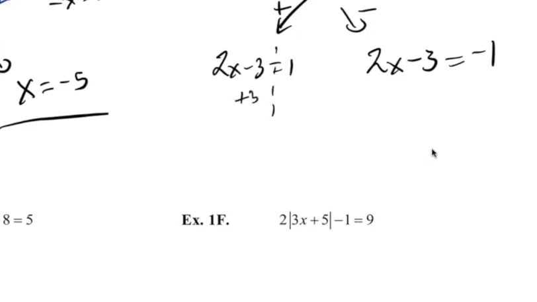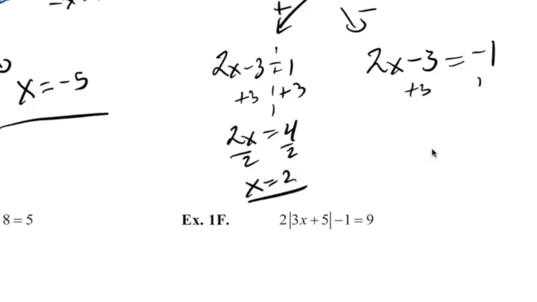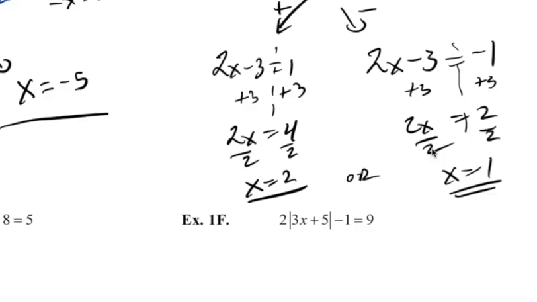So plus 3, 2x equals 4, divided by 2, x equals 2. Plus 3, remember the equal sign is the divider. 2x equals 2, divided by 2, x equals 1. This is an OR statement. So x equals 2 or x equals 1.